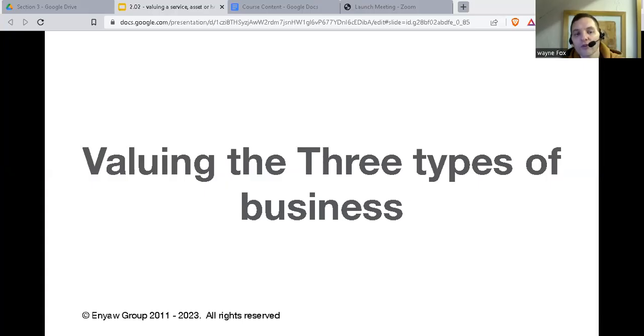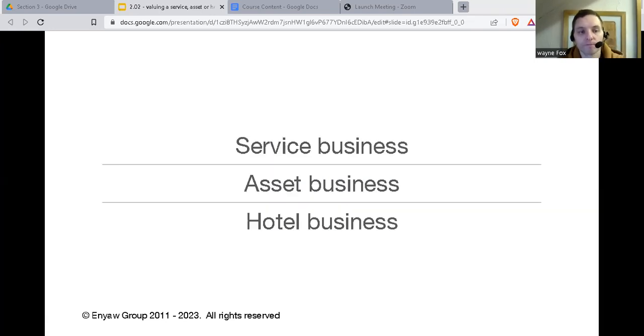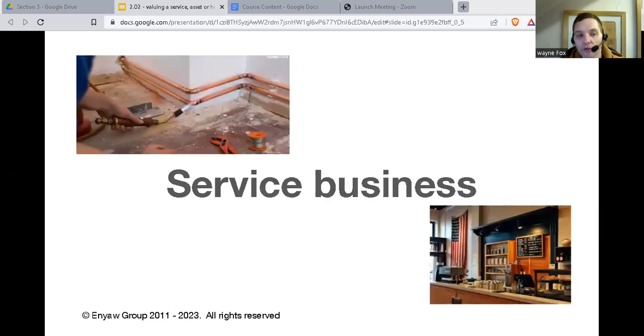So we've learned the basic principle of how businesses are valued, but there are three basic types of business, and I want to talk through how each one is valued specifically. So the three types of business we're interested in are service businesses, asset businesses, and hotel businesses, and they're all valued differently.